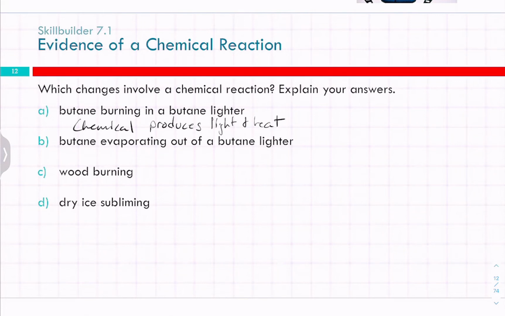What about butane evaporating out of a butane lighter? It's just changing states. Butane is a liquid in the lighter, and when you open it up without striking the flint, it's just going from a liquid to a gas. So we just say not chemical, or phase or state change. Wood burning, chemical. Same reason as butane burning, right? Heat and light.